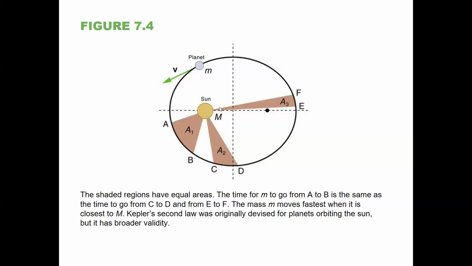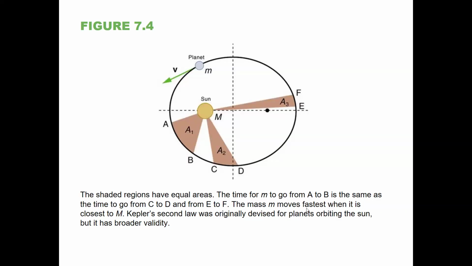So this triangle would cover the same shaded area, the same area compared to A2 compared to A1. So the time for little m, the planet, to go from point A to B is the same as the time it would take for it to go from C to D, as well as the time it would take for it to go from E to F, even though one triangle looks bigger than the other, but that is not true.